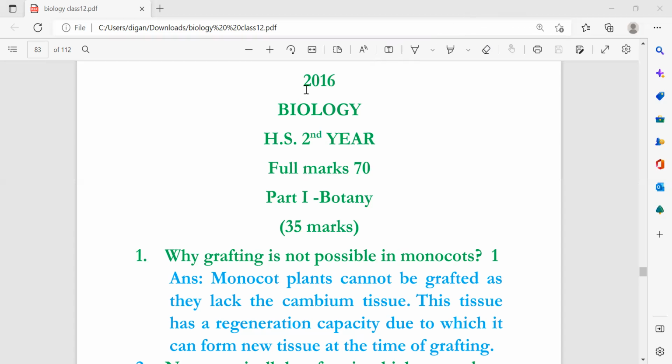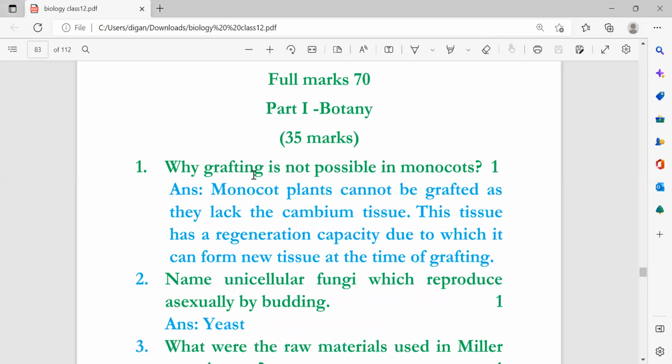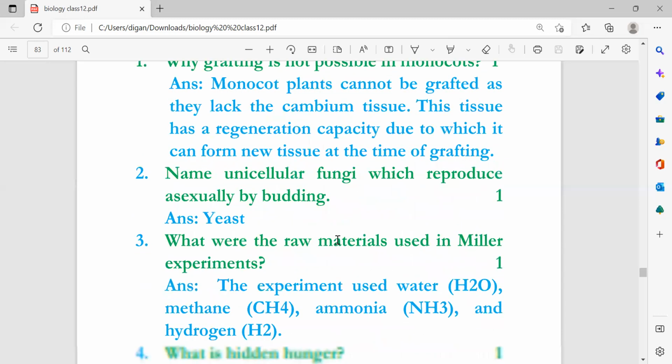Today I am going to upload the 2016 biology question paper. The first part contains a botany part of 35 marks. So the first question is, why is grafting not possible in monocot? You know that in monocot it is not possible, since the cambium tissue is absent. Cambium is a meristematic tissue, which has the power of division. Since this meristematic tissue is absent in monocot, grafting is not possible in monocot. This question carries 1 mark.